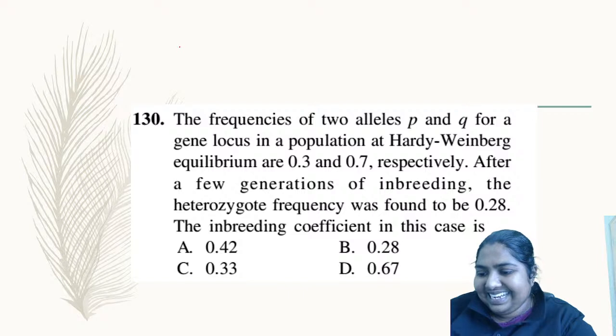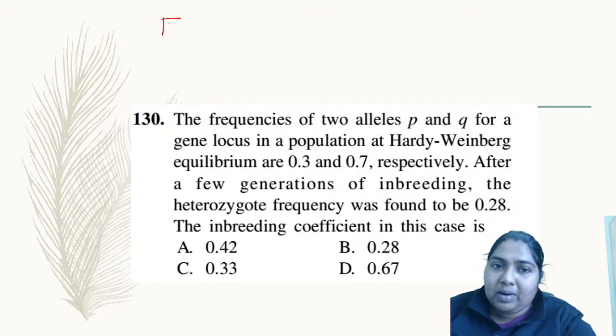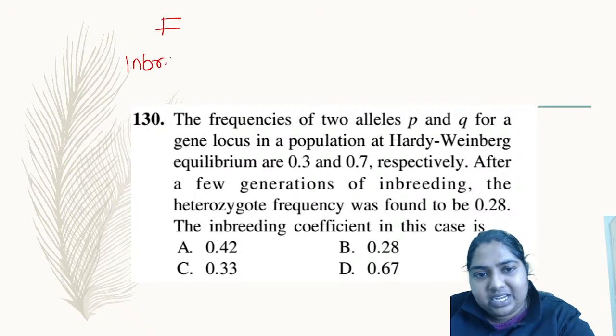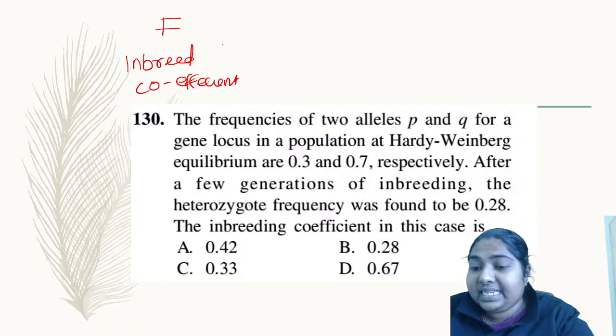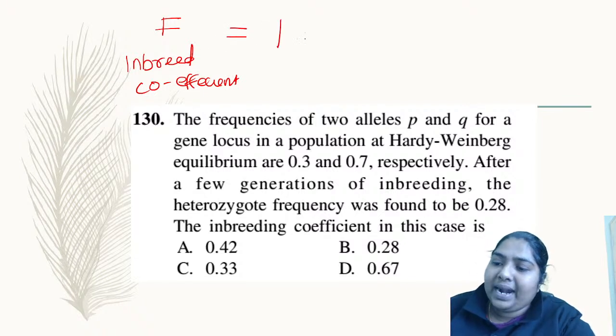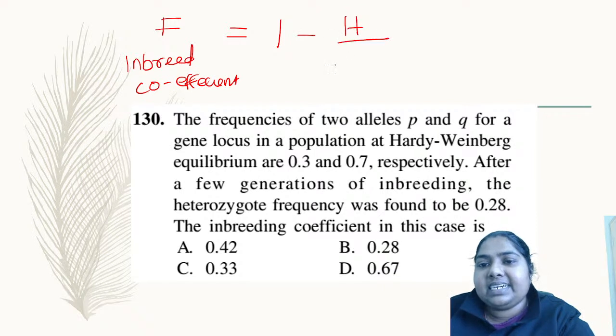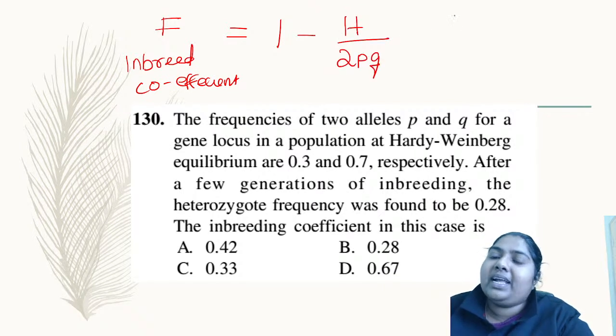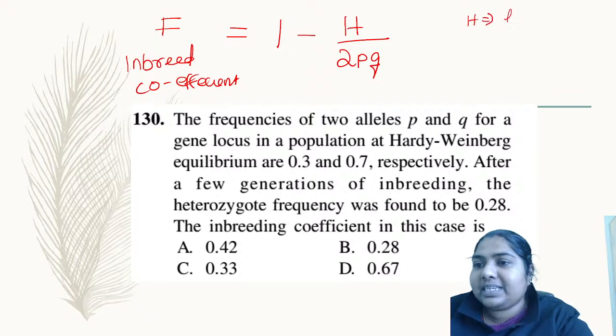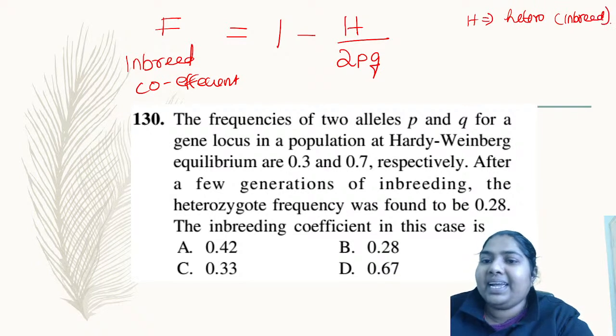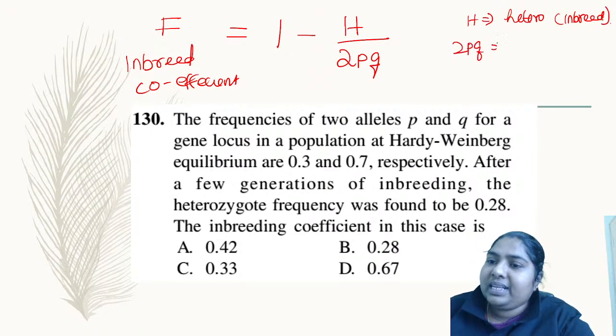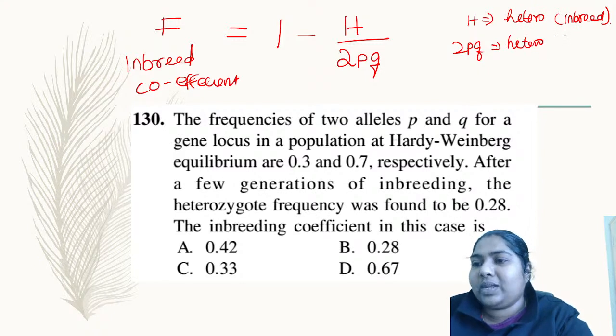So see that? You know the formula for inbreeding coefficient. It is going to be F is equal to 1 minus H divided by 2PQ. What is H? H is going to be the heterozygotes due to inbreeding, the observed one. And 2PQ is your heterozygote, the actual one.